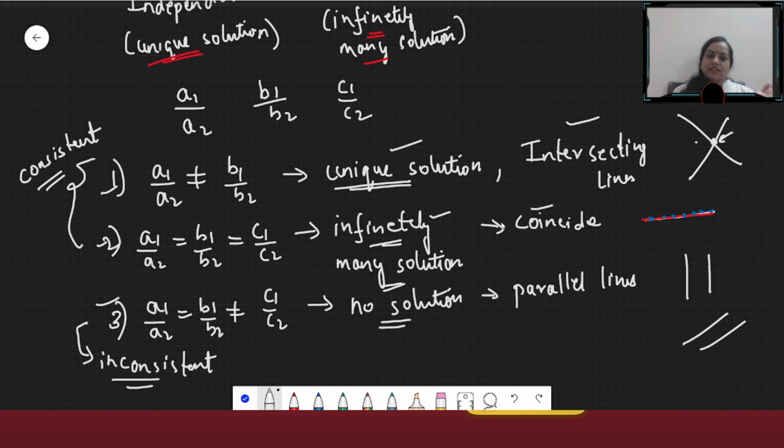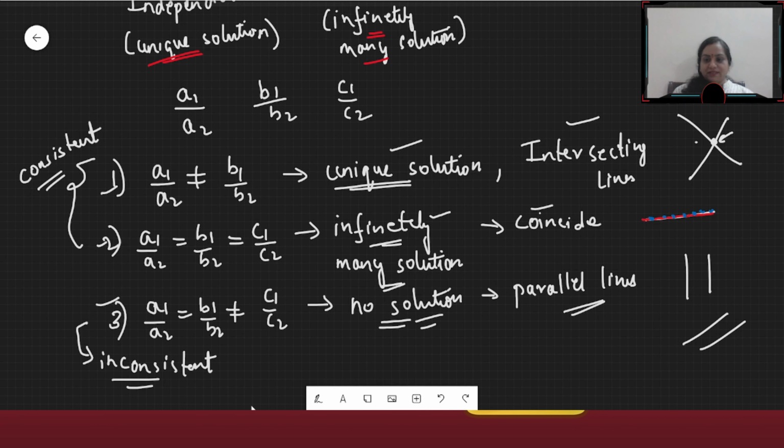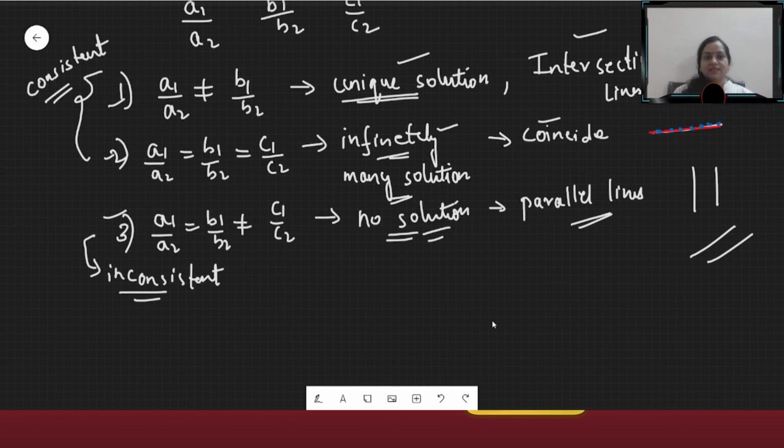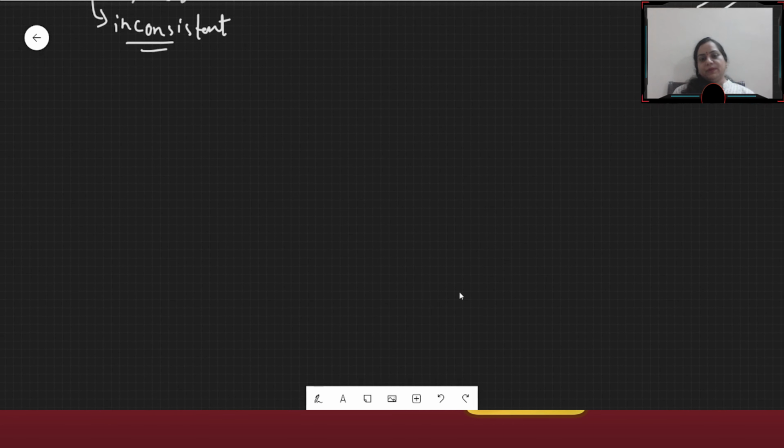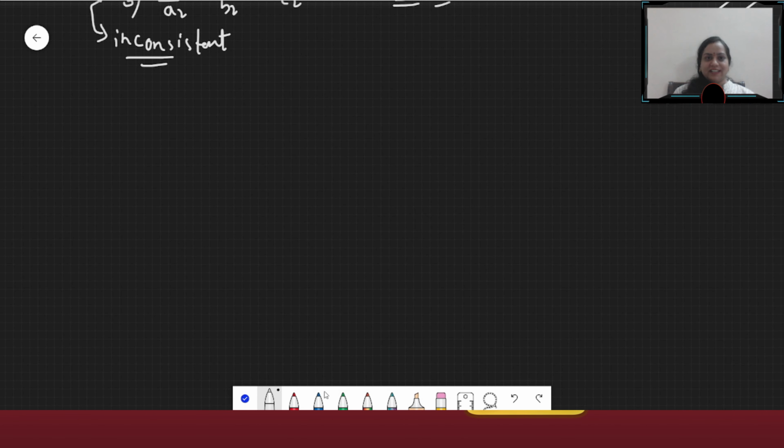When the first two ratios are equal and the last ratio is not equal, like in the third case, A1 by A2 is equal to B1 by B2 not equal to C1 by C2, then you will have parallel lines and no solution. Okay. So this is very important. This is the basic thing which is needed for you to understand this chapter. Okay, this was just a recap of whatever we have done.